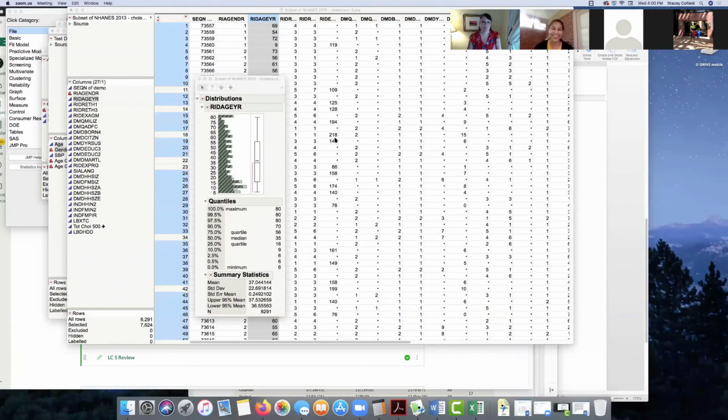Is the screen supposed to be up? It is. I stopped my share. Sorry. Thank you. No, that's okay. Push the wrong buttons, right?